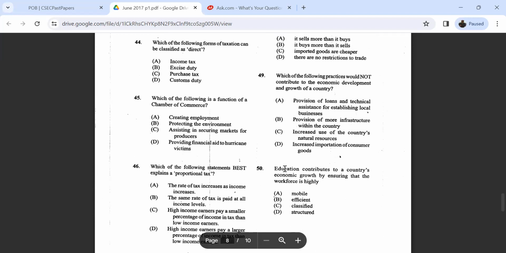Number 45. Which of the following is a function of a chamber of commerce? So what does commerce mean? Anybody knows what commerce means? What does e-commerce mean? Not online banking, the buying and selling of goods online, right? That's what e-commerce means, electronic commerce, the buying and selling of goods online. Take out the E now. What would it mean? Buying and selling of goods. So which one of these has something to do with the buying and selling of goods?